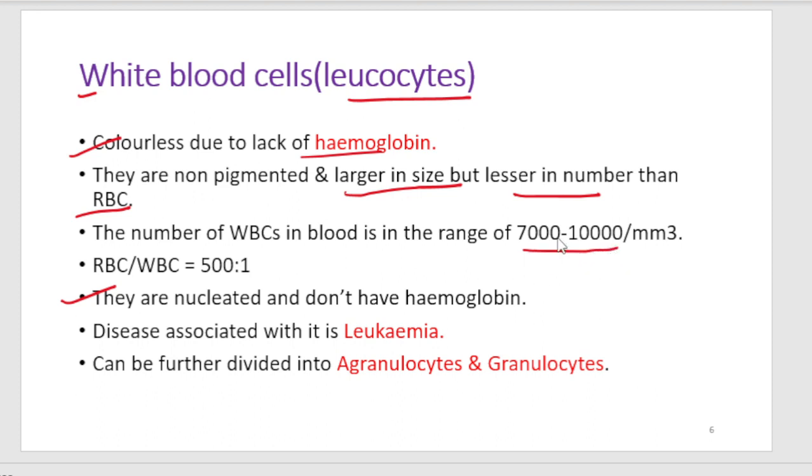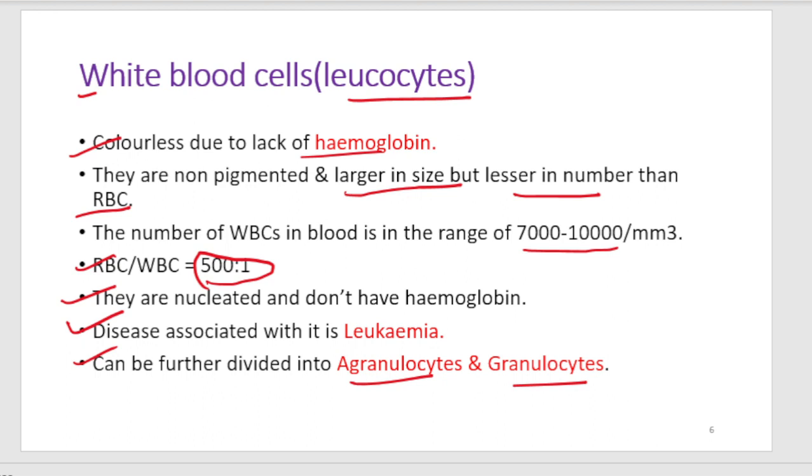The ratio of RBC to WBC is 500 to 1. If there is 1 WBC, there are 500 RBCs present in our blood. The disease associated with white blood cells is leukemia. These white blood cells can be further divided into agranulocytes and granulocytes.